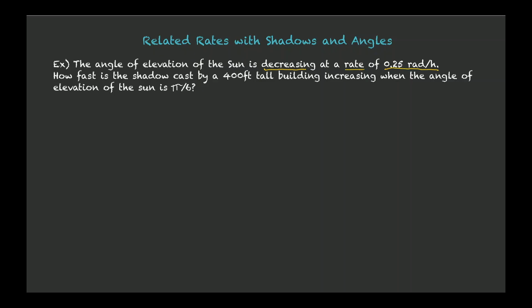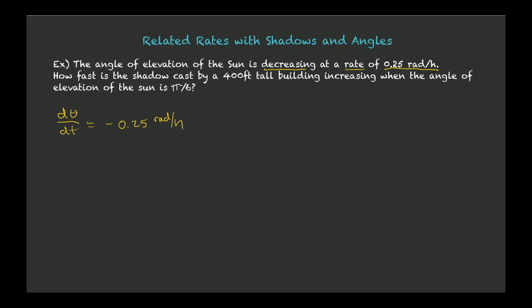The units themselves tell you that that is a rate of change, and we can express this as the change in theta, the change in the angle, over a change in time, is equal to negative, because it's decreasing, 0.25 radians per hour. Now there are no other units like that in this problem, like something per hour or something per second, but the question itself is always a derivative in these related rate problems.